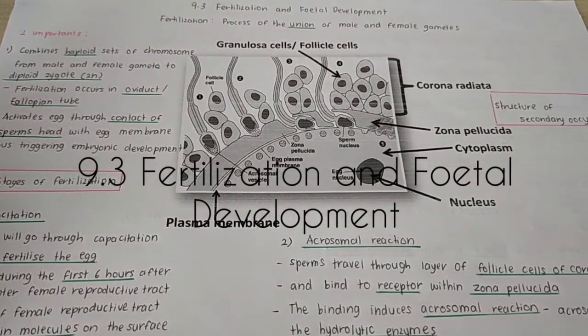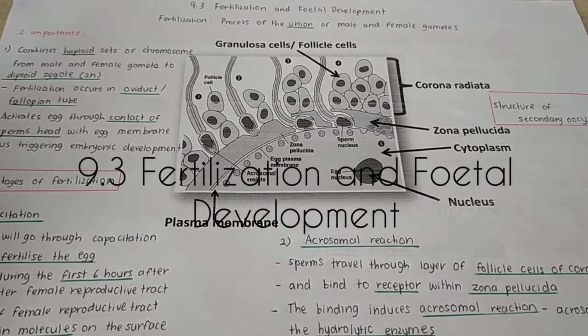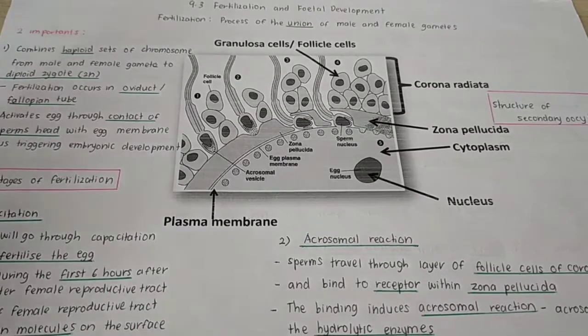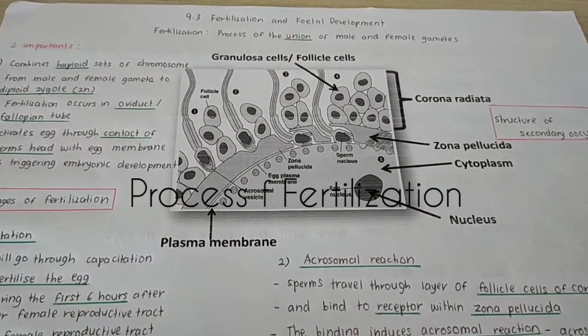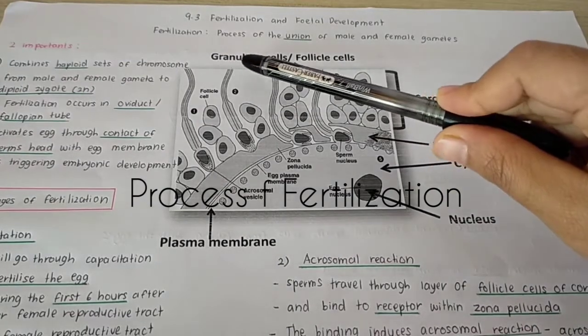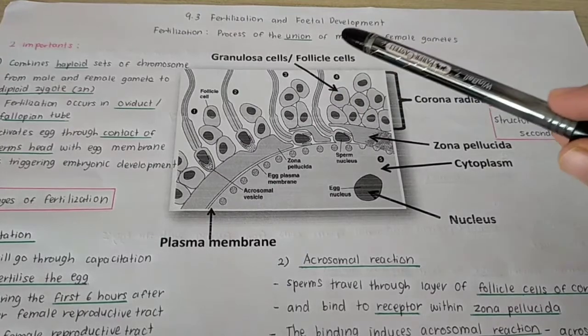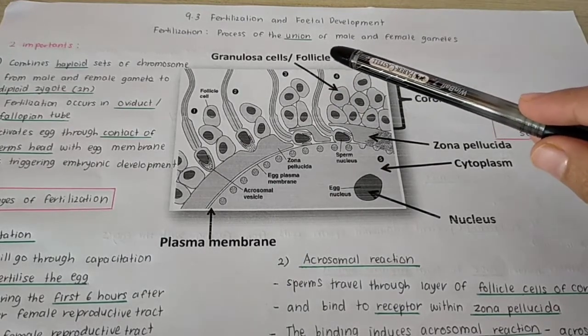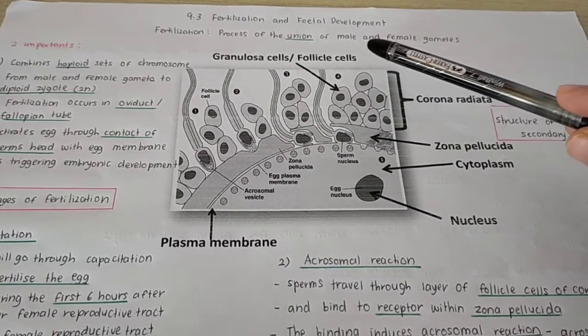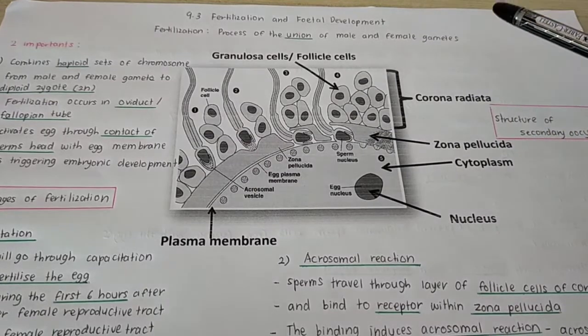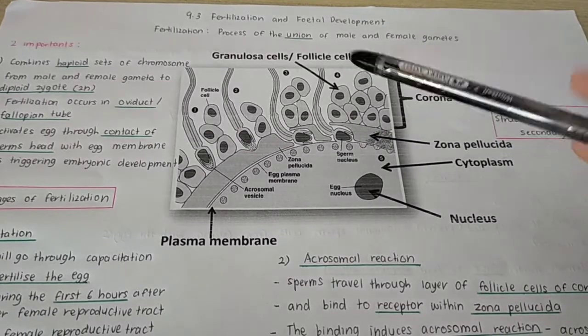So now we proceed to subtopic 9.3, fertilization and fetal development. First of all, we look at the process of fertilization. What is fertilization? Fertilization is the process of the union of male and female gametes. It means that when there is a fusion between the haploid male gametes or sperm and the haploid female gametes or ovum, it will produce a diploid zygote.